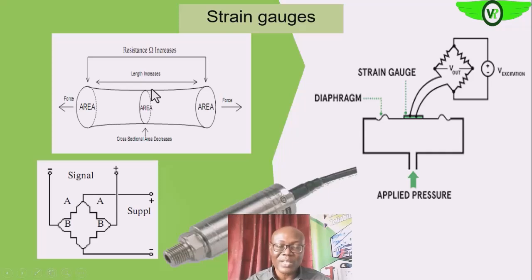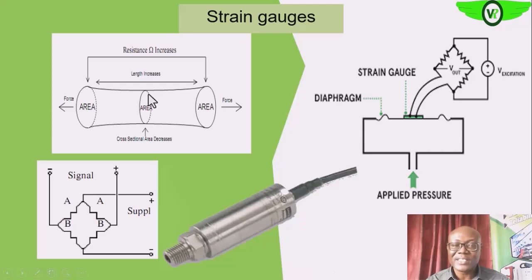Let's look at the formula again. R is equal to rho L over A. So as it's thinning out, what happens to A? A is reducing. Okay, so when you look at that relation, R is equal to rho L over A, it means that the resistance will do what? Will increase. Are we getting it?